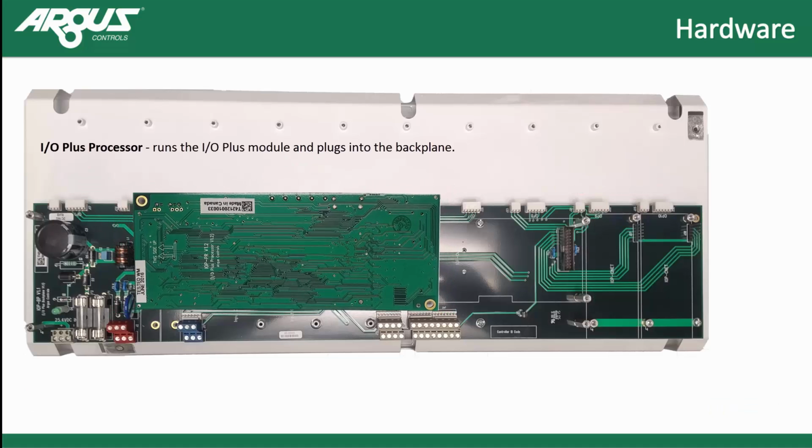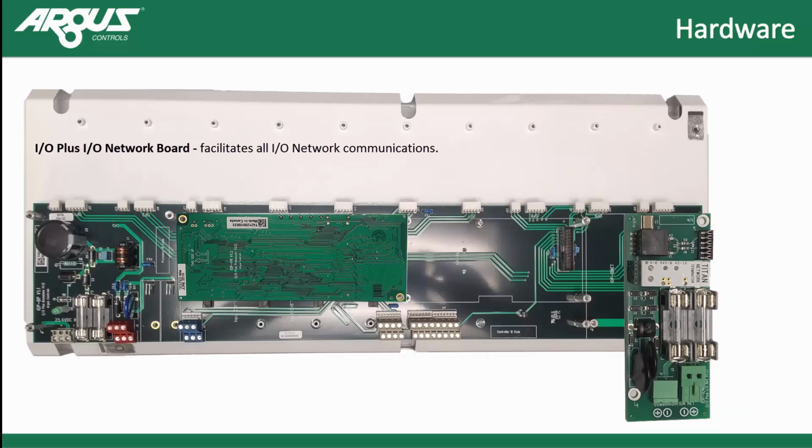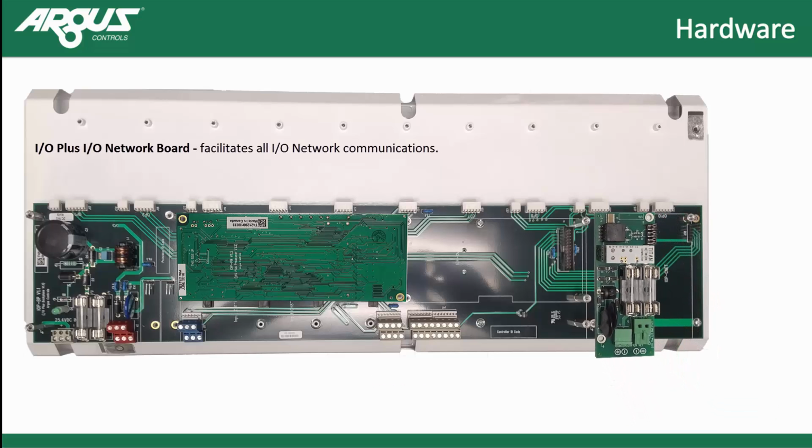The I/O Plus processor board is used to run the I/O Plus module and connects to an I/O Plus module backplane using two plug-in connectors. The I/O Plus processor, when connected to the I/O Plus backplane, handles both the input and output processes for the I/O Plus module. The Titan I/O Plus I/O network board is used to facilitate all I/O network communication.